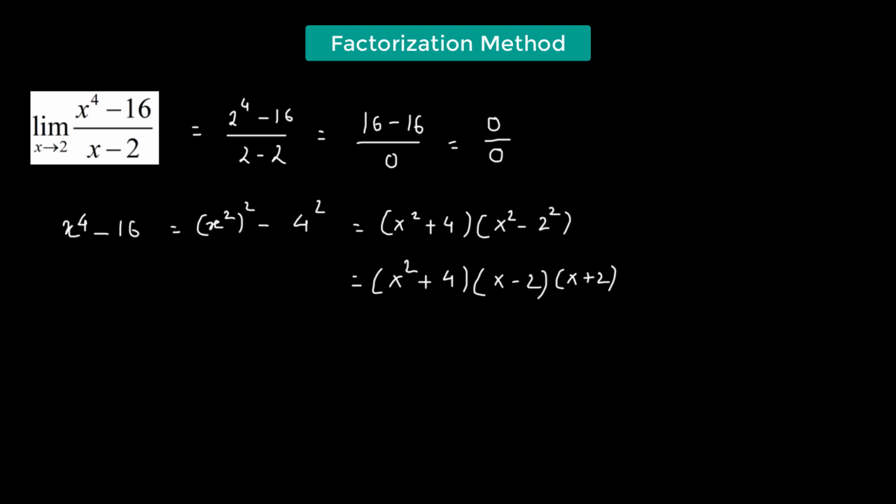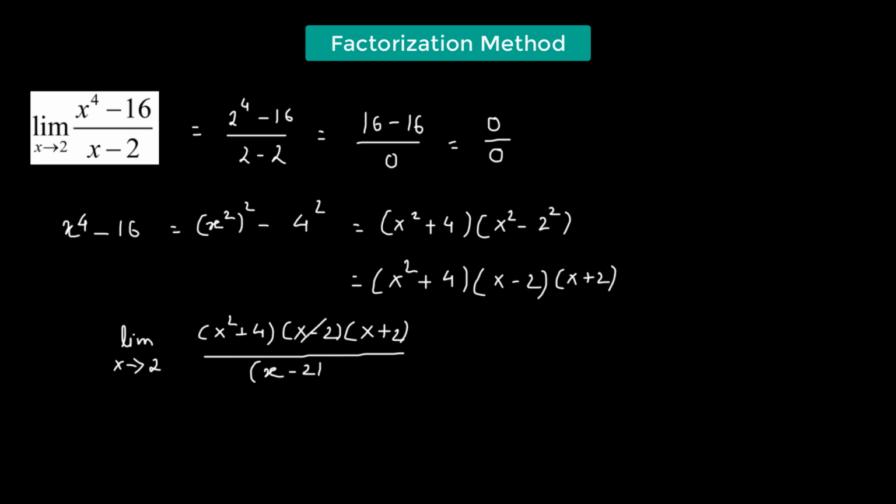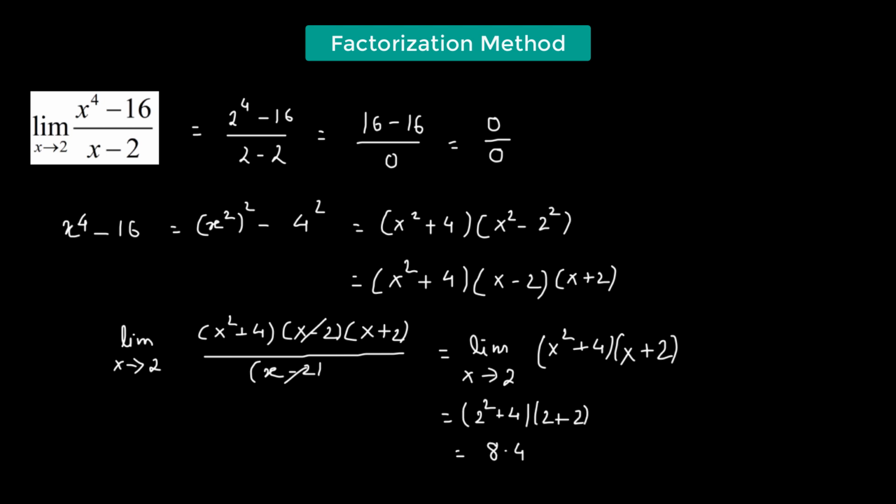Now we are going to substitute this value into the numerator and then determine the limiting value. So we have x approaching 2, (x squared plus 4) times (x minus 2) times (x plus 2) divided by x minus 2. So we cancel the common factor, which is x minus 2, and that leaves us with limit x going to 2, (x squared plus 4) times (x plus 2). Now we use the limiting value of x, which is 2. So we have (2 squared plus 4) times (2 plus 2), which is equal to 8 times 4. So the limiting value of the given rational function is 32.